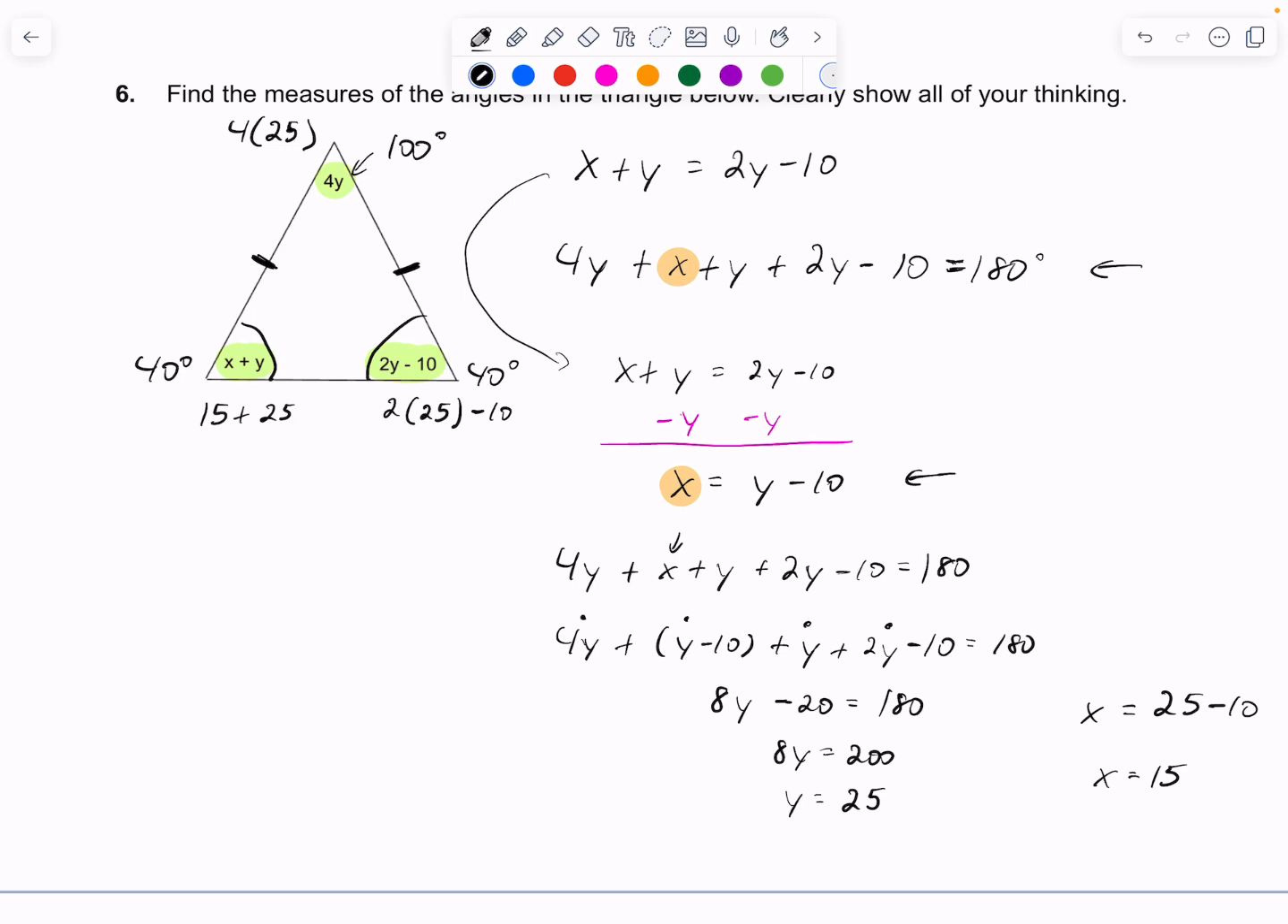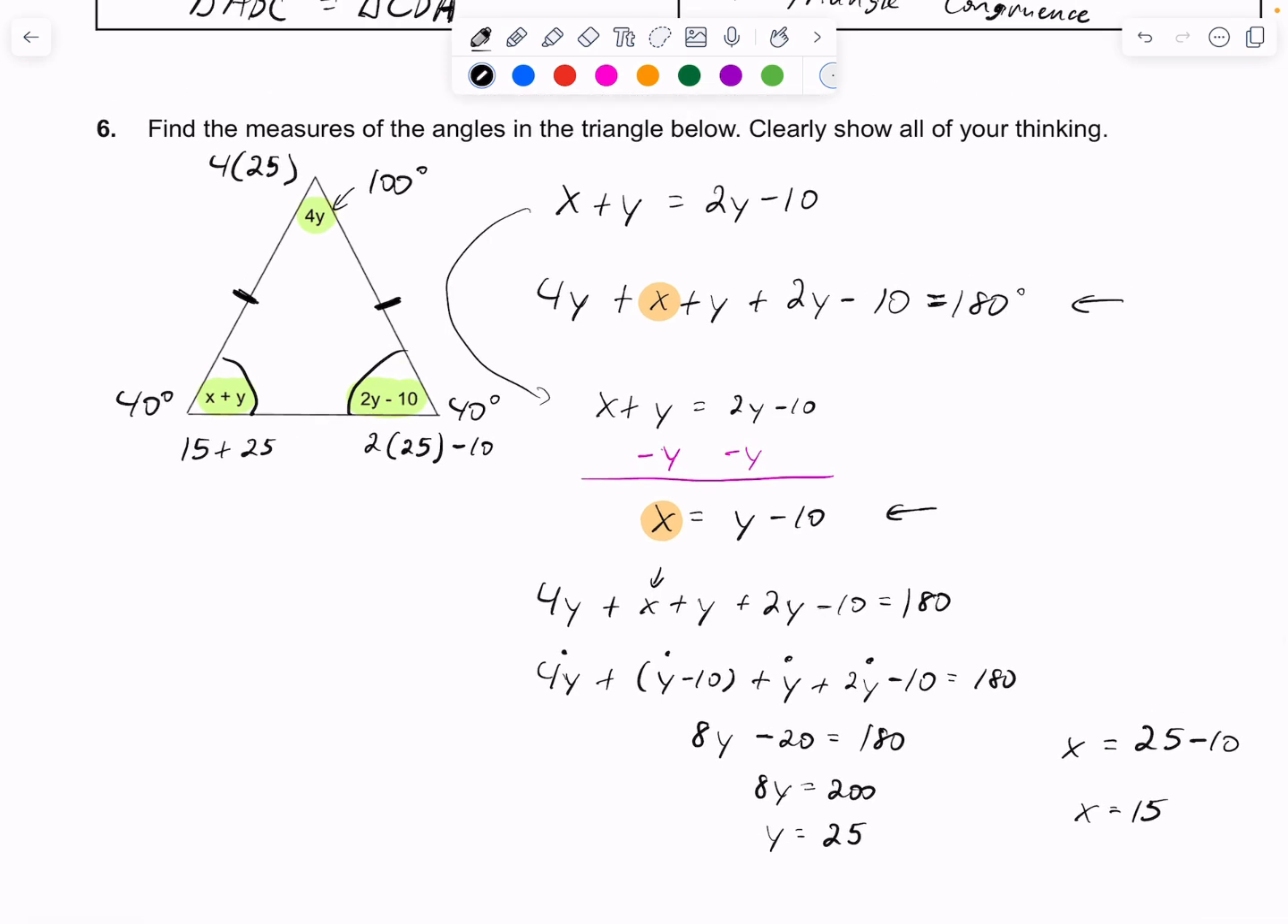All right, so that's number 6. Again, don't really stress too much about that. That's just kind of pulling in some stuff from Algebra 1 and your understanding of triangles and angles.